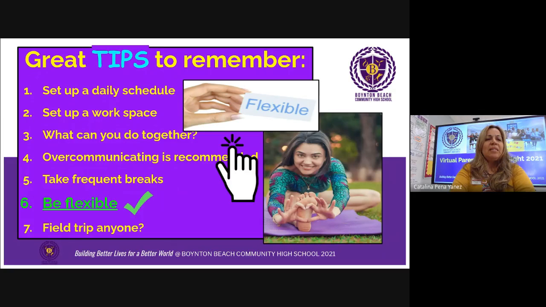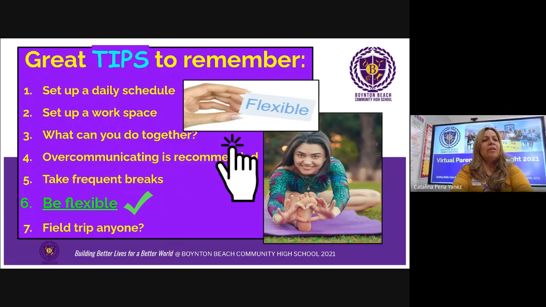Our tip number 6 is to be flexible as a parent, as an adult. These are unprecedented times for everyone. You, your child, their teacher, have a little grace. Everyone's still trying to figure all this out. So a little patience and flexibility will go a long way.